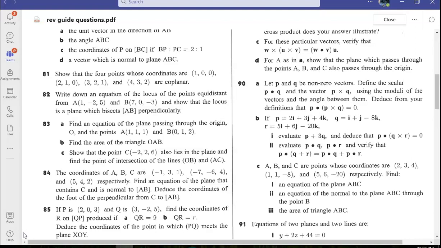We've got vectors P and Q. They've asked you to find the cross product of P and Q. Why is it expected that if you then go P dotted with the cross product of P and Q, it should equal 0?